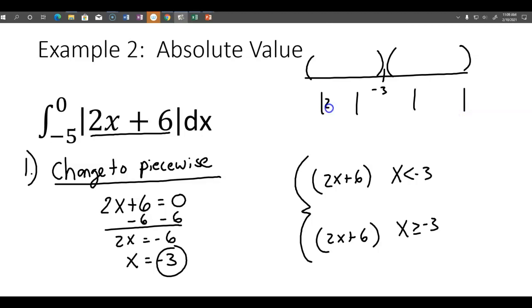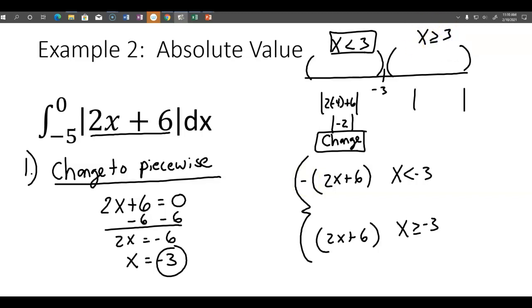So let's plug in -4, that's to the left of -3. That gives me -8 plus 6, which is -2. As you can see, the absolute value will change the sign, from -2 to +2. So to the left of -3, in other words for all values of x less than -3, we will change the sign. To the right of -3, we probably won't change the sign. It usually does the opposite.